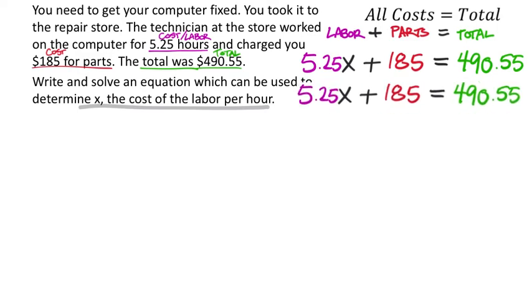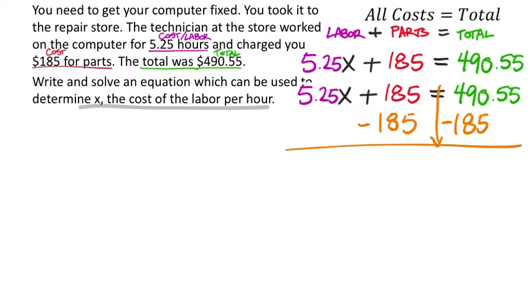And now I can use principles of equality to solve, just like we did those other ones, and also the bell work. So I'm going to subtract 185 from both sides. You may have noticed that the way that I have this set up, I have the X term first and then the flat cost. It doesn't matter which way you set that up, so just know it doesn't matter.